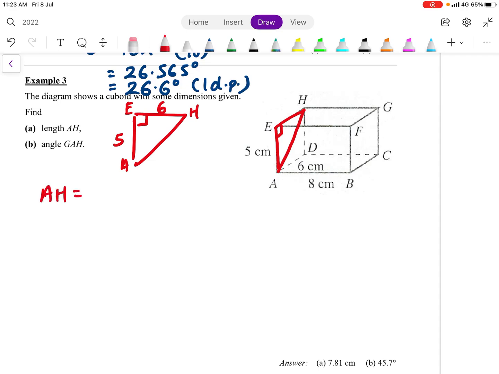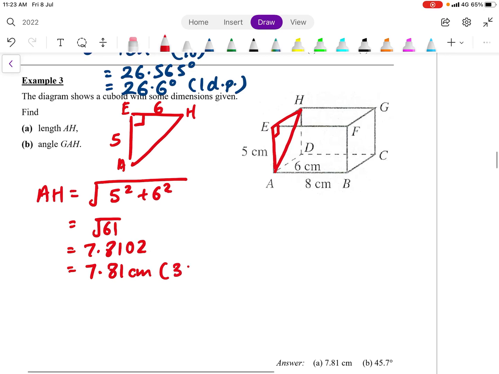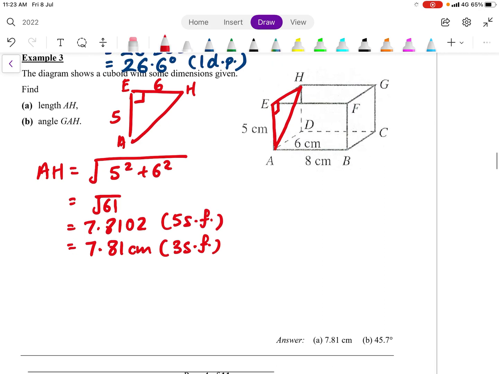AH equals, let me go faster, AH equals square root of 5 square plus 6 square. So this will be square root of 61. It is actually 7.8102, but I will round off to 3 significant figures. 7.8102, 5 significant figures may be useful for the next part. Let's see the next part.